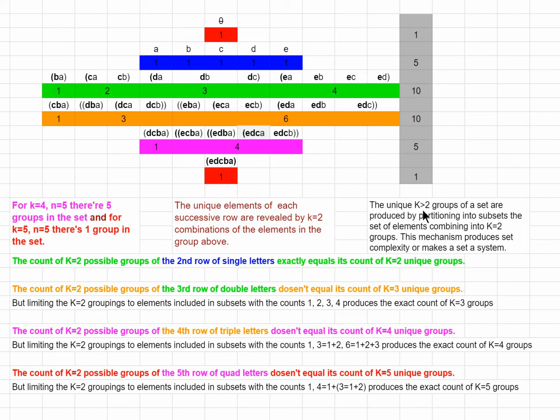The unique k greater than 2 groups of a set are produced by partitioning into subsets the set of elements combining into k equal 2 groups. This mechanism produces set complexity, or makes a set into a system.